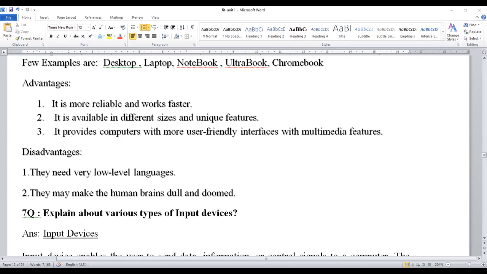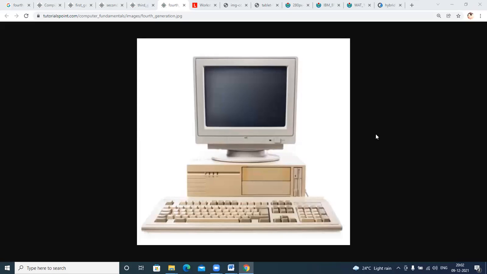So this is the fourth generation computer. The size was much more decreased, and the processing speed is also more when compared to third generation. Keyboard and mouse were already introduced, and C++ languages were used. These were already developed.